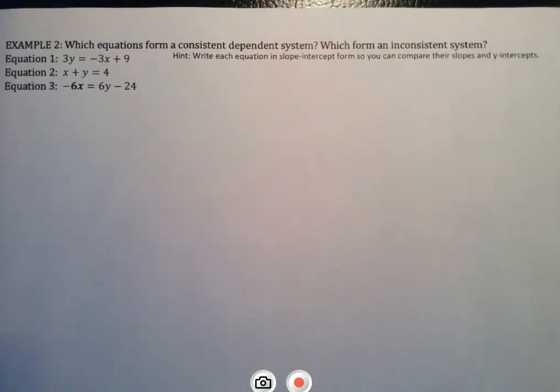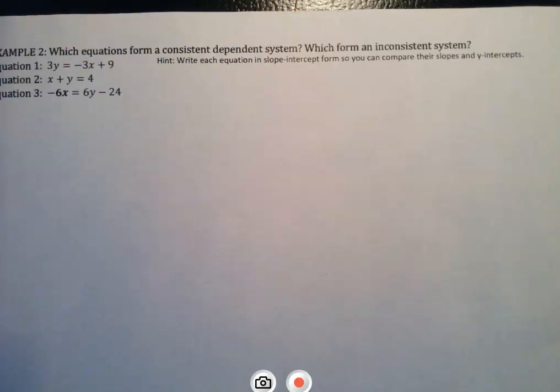All right. So then example 2 looks a little different. Which equations form a consistent dependent system and which form an inconsistent system? This time we have 3 equations and we have to pick out the ones that make each of these. There's a little hint here. It says write each equation in slope-intercept form so you can compare their slopes and their y-intercepts. Because there's a lot of information on that table on the front about their slope and their y-intercept.